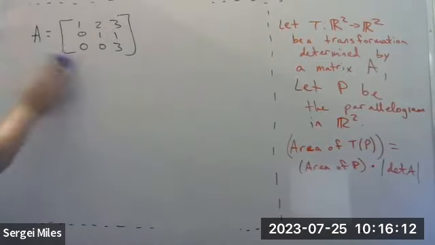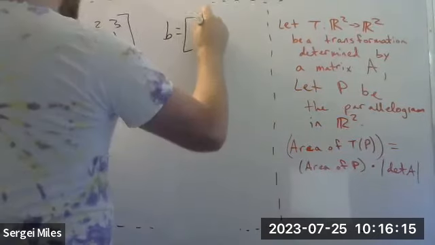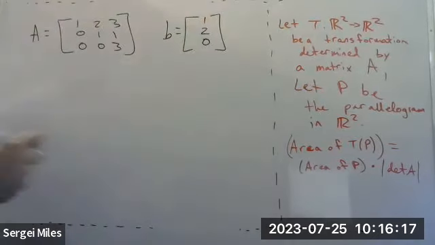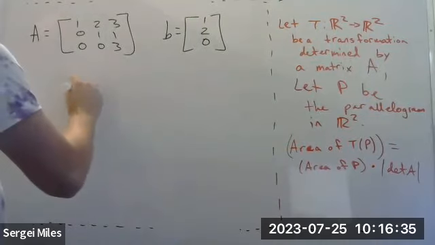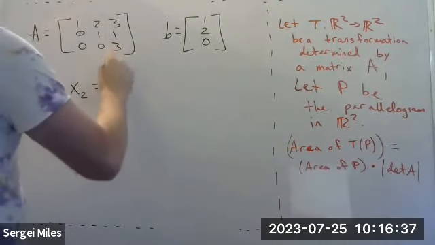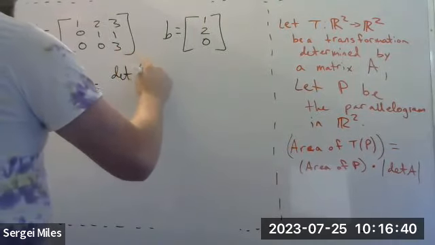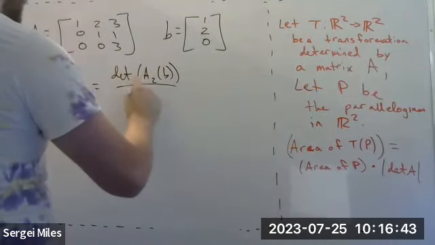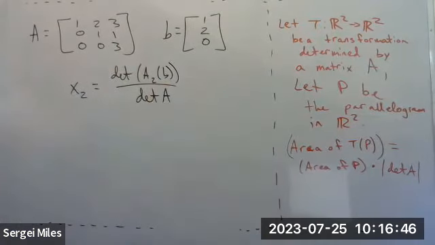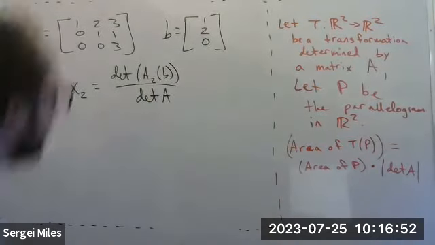Now, we're told b is the vector 1, 2, 0, right? And we're asked to use Cramer's rule in order to solve the equation Ax equals b. What is x2? Well, according to Cramer's rule, x2 equals the determinant of A2 of b divided by the determinant of A, right? That's Cramer's rule. I've just copied it. So quite literally, this is all we have to do to answer the question.